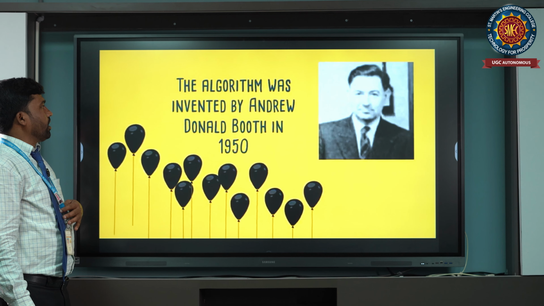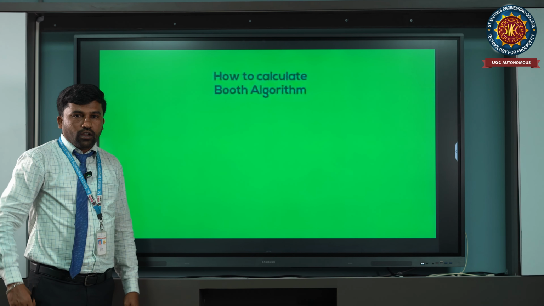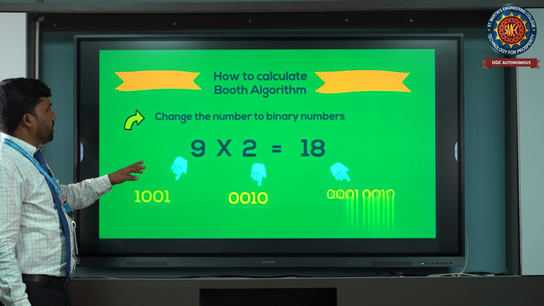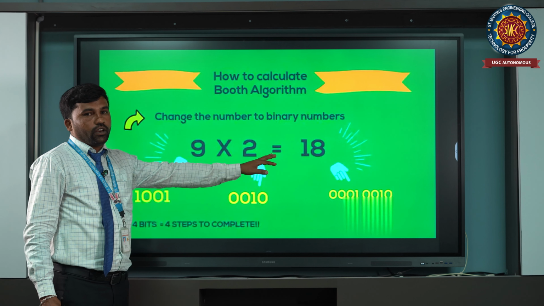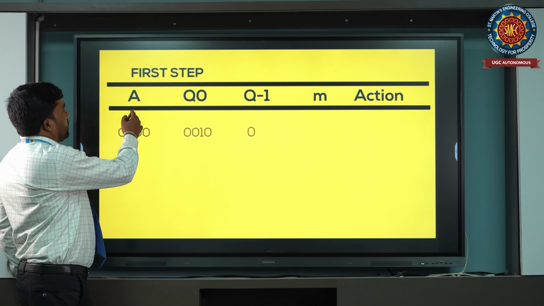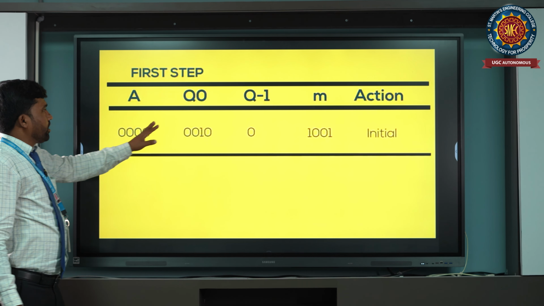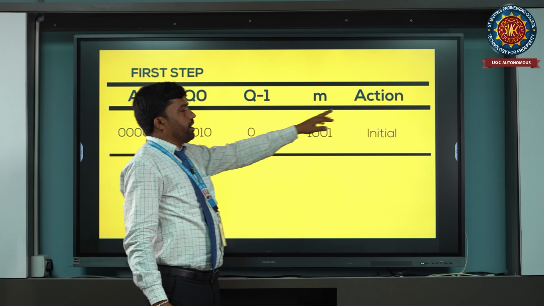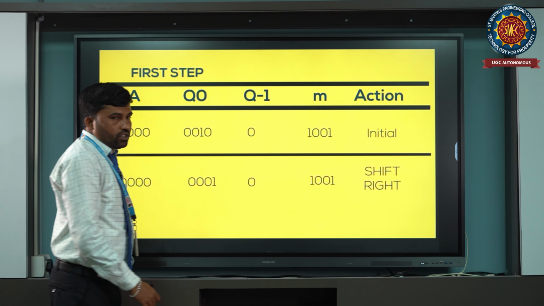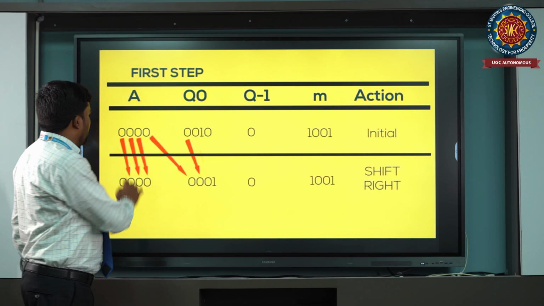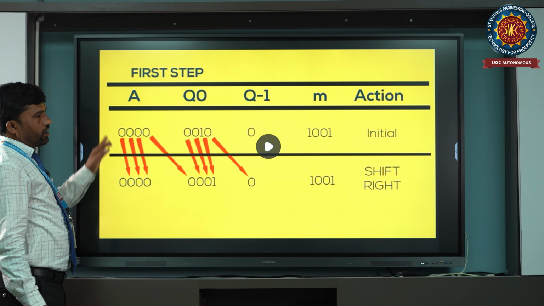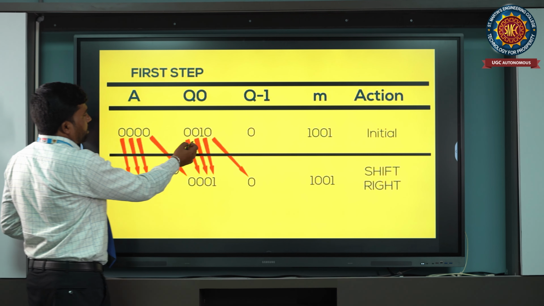The Booth multiplication algorithm was invented by Andrew Donald Booth. Based on his algorithm only we do the process here. Here we have taken 9 into 2, which means 18, right? Here, see here, A, Q equal to 0, Qn minus 1, M, and the action will go on here. The action is always 0 in the A register. Here A data will be 0, and in Q we have stored 2.